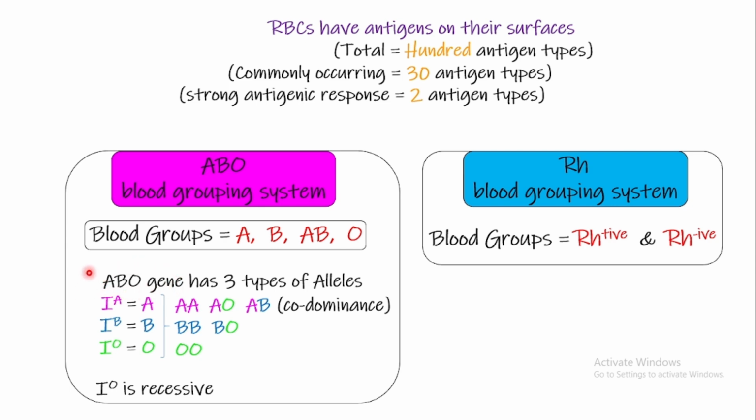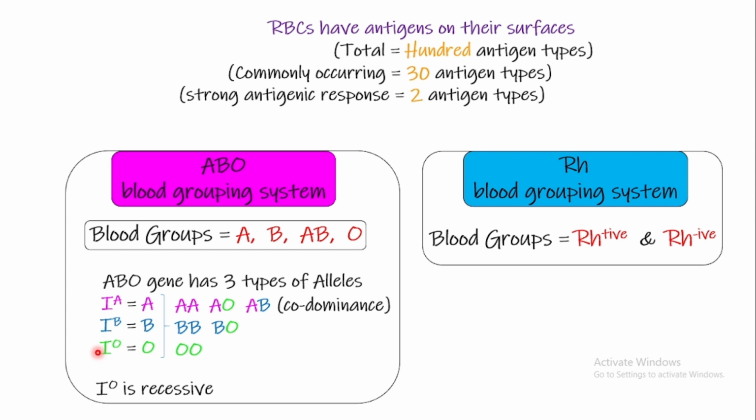So the ABO gene basically has 3 different types of alleles, and the presence or absence of these alleles will define the blood group of the person, or which antigens will be present on the red blood cells. One is I with the small a on it, then we have I with the small b on it, then we have I with the small o on it. These are the alleles of the ABO gene.